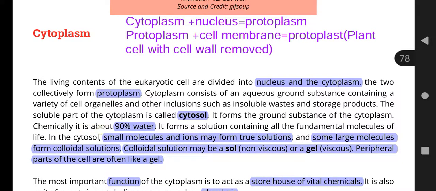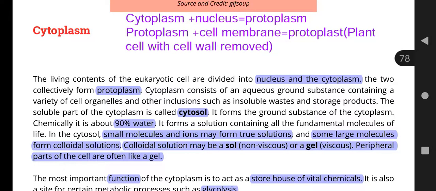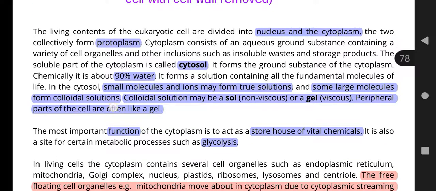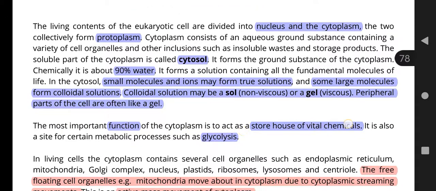Chemically, it is 90% water. It forms a solution containing all the fundamental molecules of life. In the cytosol, small molecules and ions may form a true solution, and some large molecules form a colloidal solution. A colloidal solution may be a sol, non-viscous, or it may be a gel, and peripheral parts of the cell are like gel. The most important function of the cytoplasm is to act as a storehouse of the vital chemicals. It is also a site for certain metabolic processes such as glycolysis.